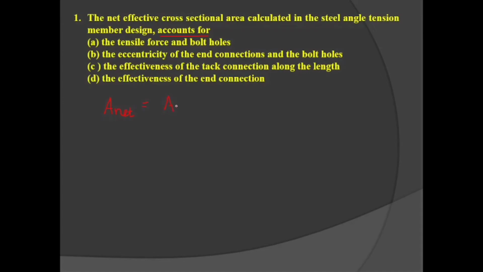So A net is equal to A gross minus the area of rivet holes or bolt holes. So here option A is correct, that is, the net effective cross section area accounts for the tensile force, basically the gross area minus the bolt holes.